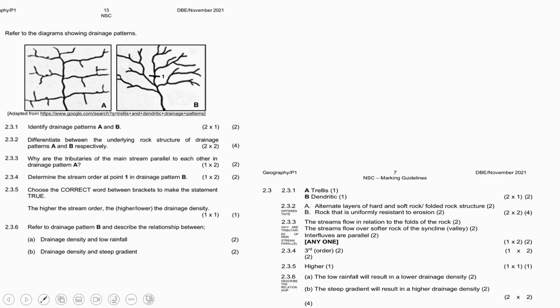Now look at this. The low rainfall will result in low drainage density. Remember I said low rainfall, there's no water, so there's no question of having many streams. You can't have them because the resource is not there, the water is not there. So the low rainfall will result in low drainage density. The lower the rainfall, the lower the density. Whichever way you put it, we will understand it.